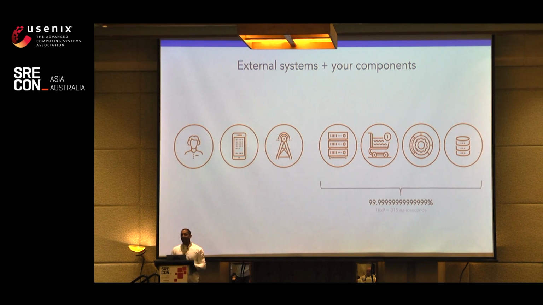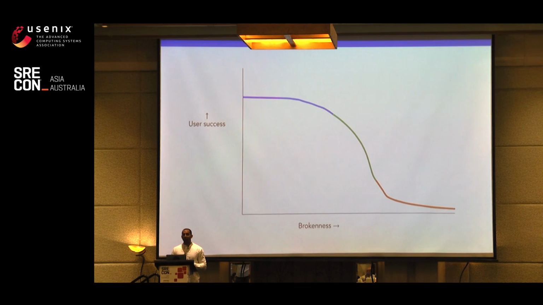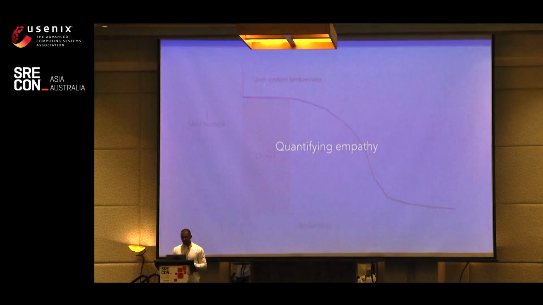You could be the best SRE in the world. You've got 16 nines of availability, which is 315 nanoseconds per year. You could be super duper awesome. But if your user's infrastructure is only 2 nines, they're not going to see all of the awesomeness in your stack. You end up with a situation like this. In theory, your S-curve looks like this: user success versus brokenness. But if your user system is fairly broken, then all this stuff is overkill. Your users will never see any efforts that you put in beyond what's visible to them.